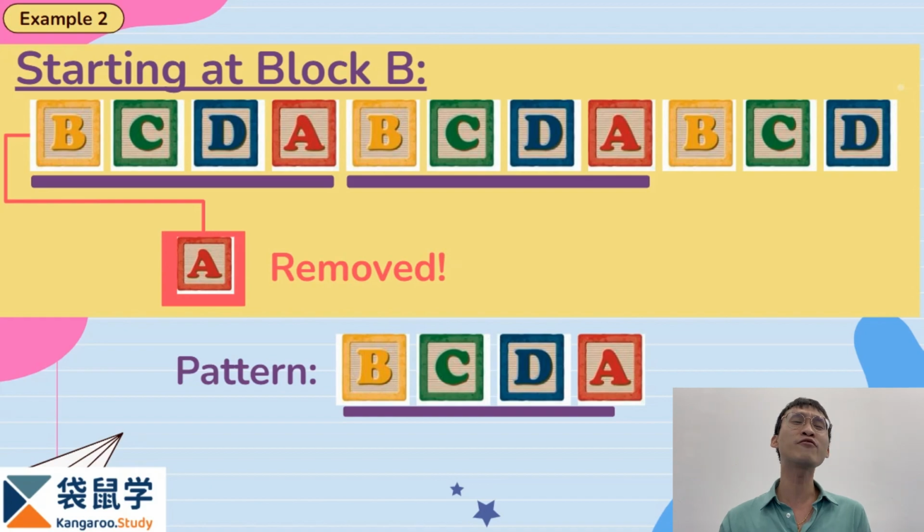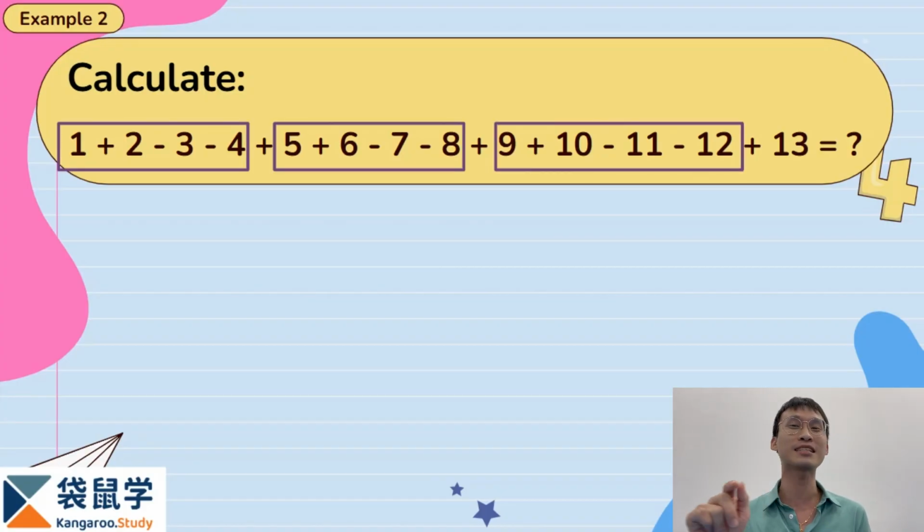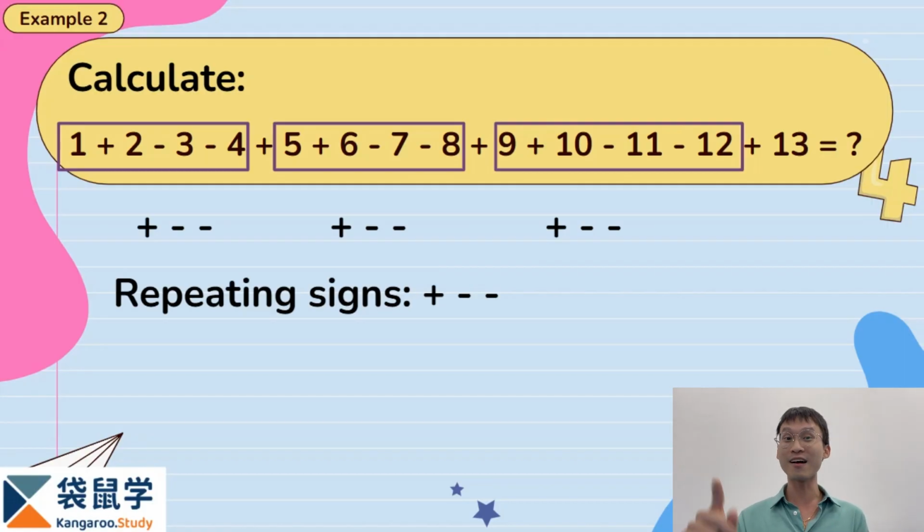So what do we learn from this simple building blocks example? We do not always have to start from the very first block to find a pattern. As long as the letters repeat in the same order, the pattern stays the same no matter where we start the grouping. Now, we have seen the signs keep repeating in a group of 4, with the signs plus, minus, minus.